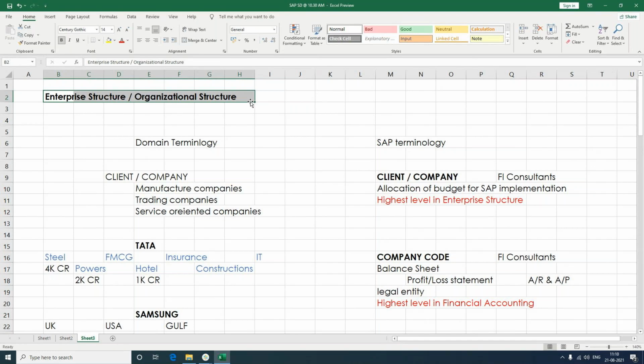Earlier, there were two terminologies: domain terminology and SAP terminology. What is the difference between what domain people and SAP people call things? Domain means layman language, so how you call a particular organizational unit in layman language, and how these terms are addressed in SAP. The naming convention is getting changed, but the functionality is going to be the same.